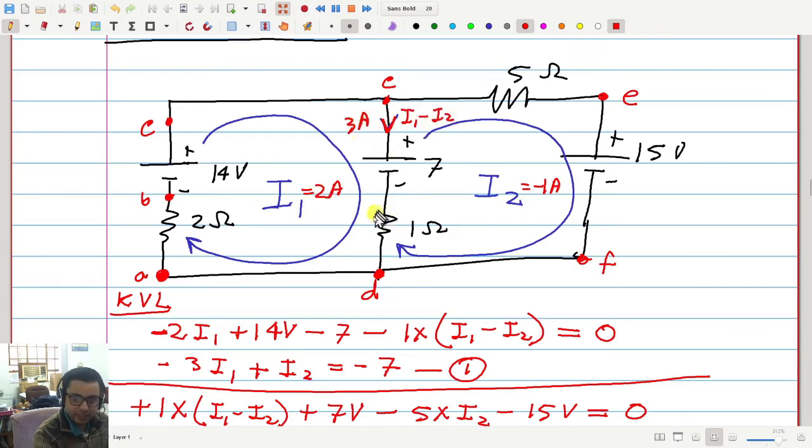Then I can ask how much is the voltage drop across this resistance. That voltage will be 3 volt from here to here. Then I can ask how much is the voltage drop across this resistance. You can also find it, that will be 2 multiplied by I1. So that is 4. So that means now you can find out everything about the circuit. Okay, so this is one example.